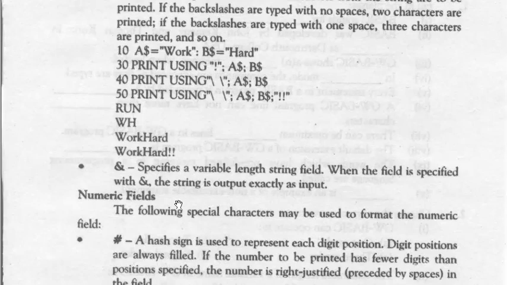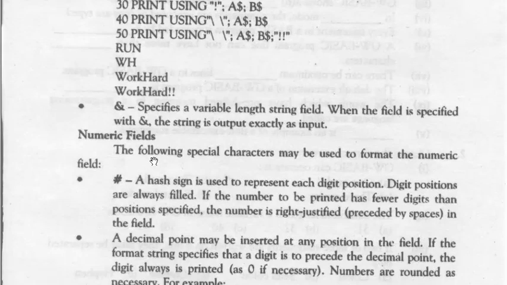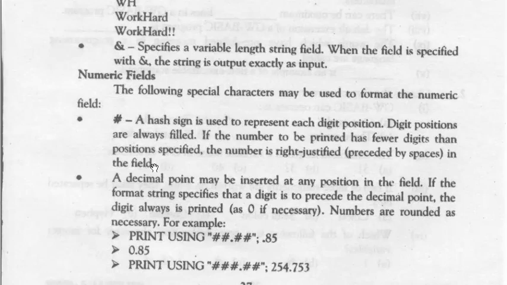Numeric field. The following special characters may be used to format the numeric field. These are for string fields and these are for numeric fields. Hash sign. A hash sign is used to represent each digit position. Digit positions are always filled. If the number to be printed has fewer digits than positions specified, the number is right justified, preceded by spaces in the field.